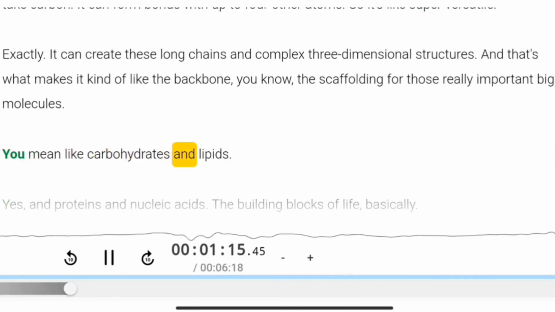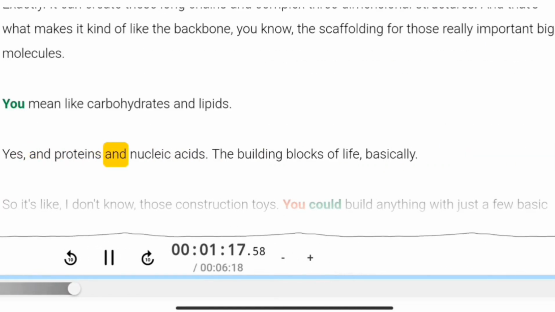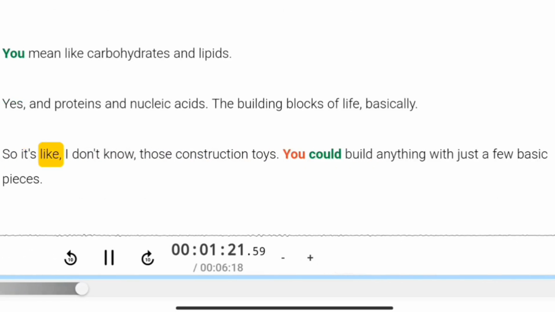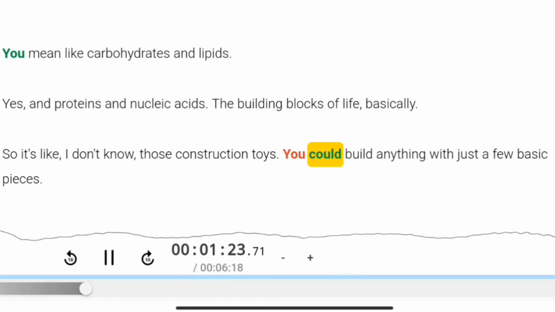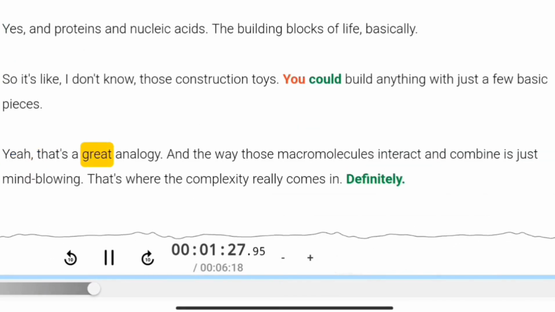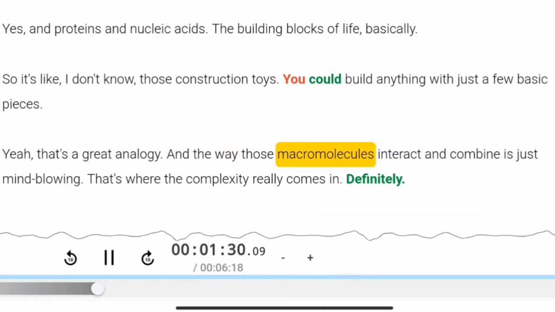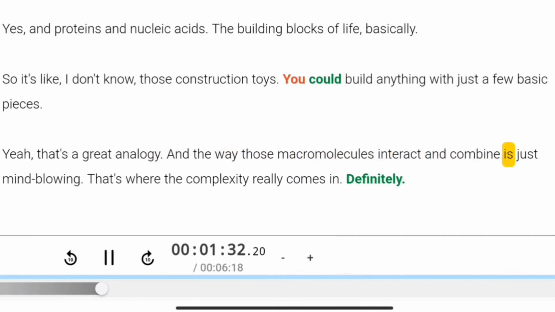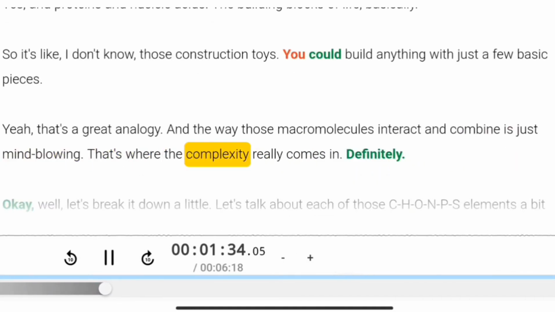You mean like carbohydrates and lipids? Yes, and proteins and nucleic acids. The building blocks of life, basically. So it's, I don't know, like those construction toys. You could build anything with just a few basic pieces. Yeah, that's a great analogy. And the way those macromolecules interact and combine is just mind-blowing. That's where the complexity really comes in.